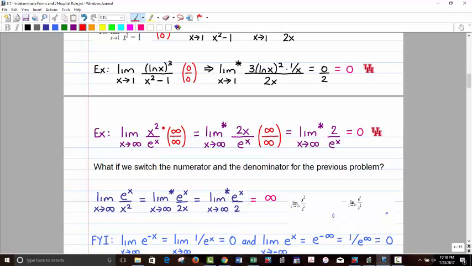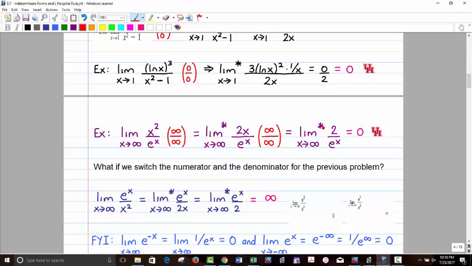As x goes to infinity, infinity squared is infinity, and e to the x would be infinity. Take L'Hopital's rule, my star there, so you have 2x, the derivative of the top, over the bottom still e to the x. That's still infinity over infinity.